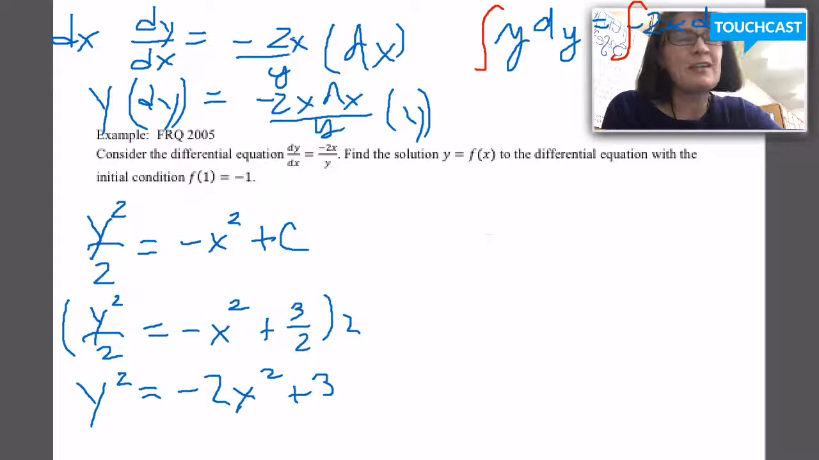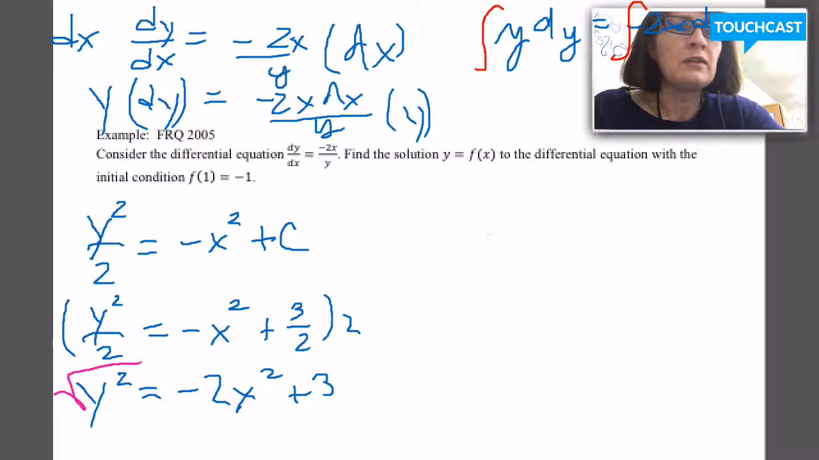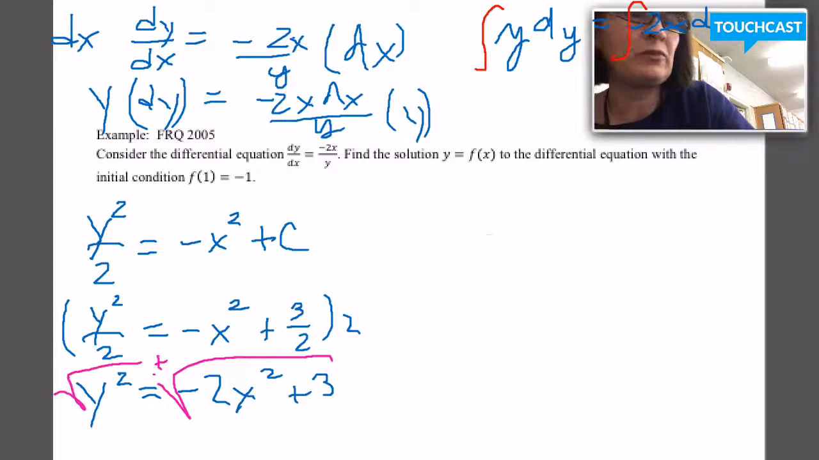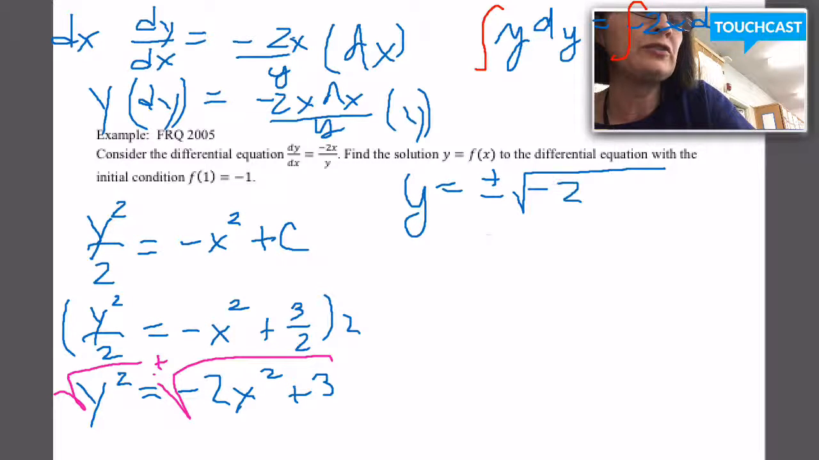I'm trying to get y by itself, well, y is getting squared. So I'm going to take the square root of both sides. And recall that that's legit to do as long as this side gets a plus or minus sign. So here I have my almost final answer. y is equal to the positive or negative square root of negative 2x squared plus 3.